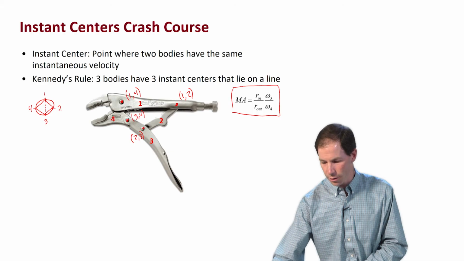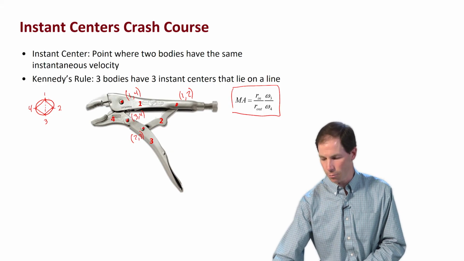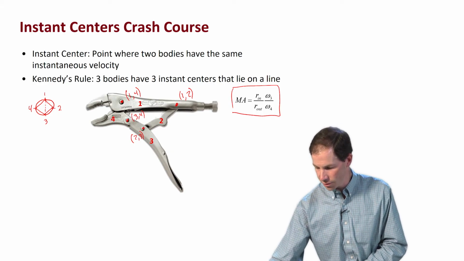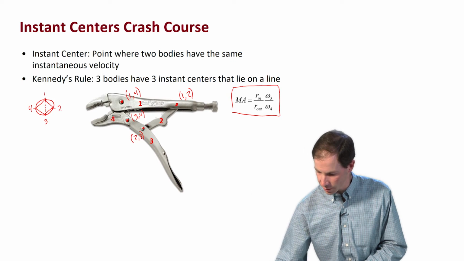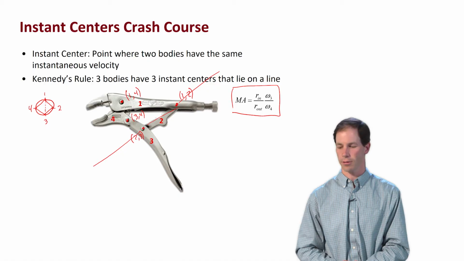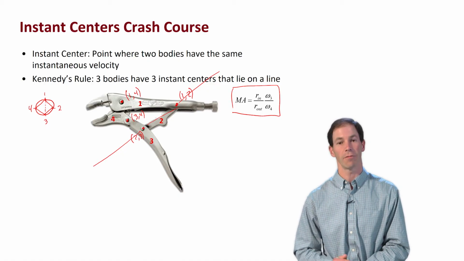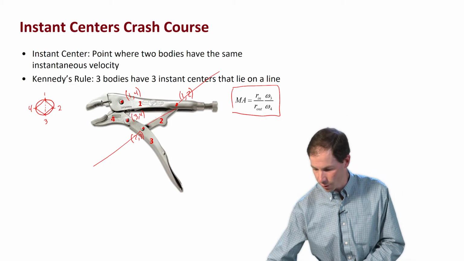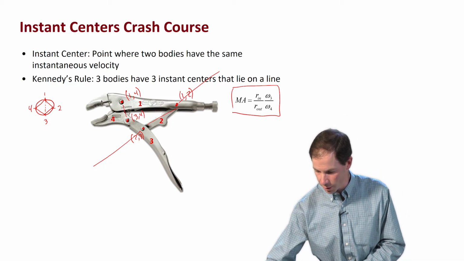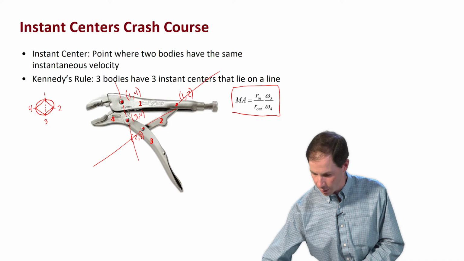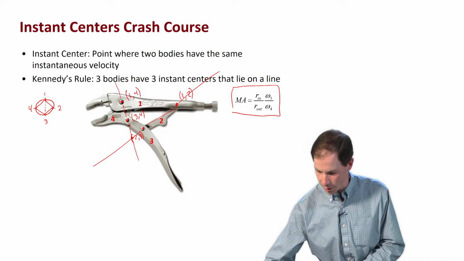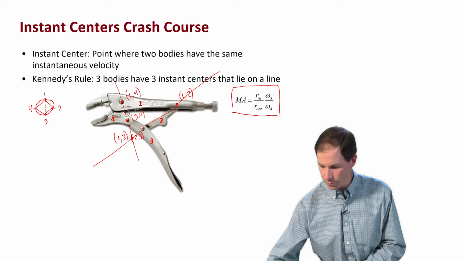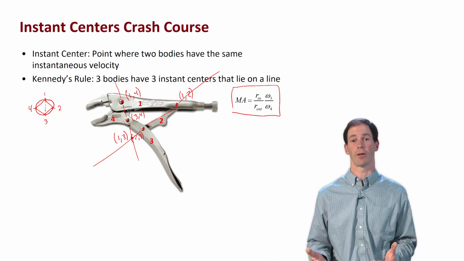And so I know that 1, 3 will be along a line that is 1, 2, and 2, 3. So I have 1, 2, and 2, 3. If I extend this out, I've got a line that is lying something like that. And then I'm also going to have, bounding this with Kennedy's rule, 1, 4, and 3, 4. So I have 1, 4 up here, 3, 4 right here. I extend that out, and I find that both of these intersect at this point right here, which happens to be instance center 1, 3.